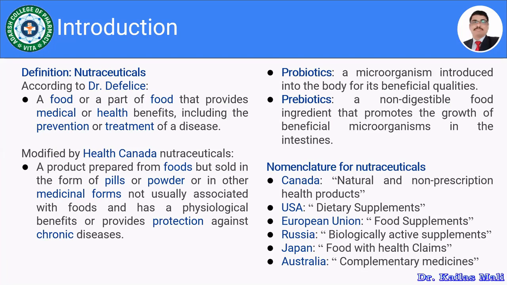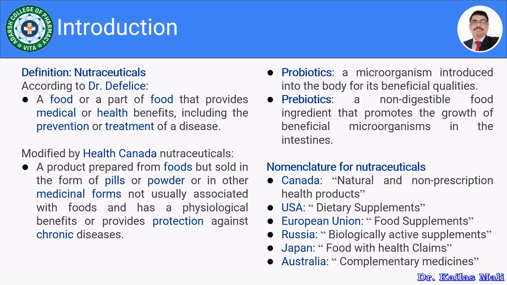Yet another definition is there, which is modified by Health Canada. A nutraceutical is a product prepared from food, but sold in the form of pills or powders. Listen carefully. Or in other medicinal forms, not usually associated with food, and has a physiological benefit or provides protection against chronic diseases. That is known as a nutraceutical. So if you see the definition given by Health Canada, it says that these are the products which are prepared from food.